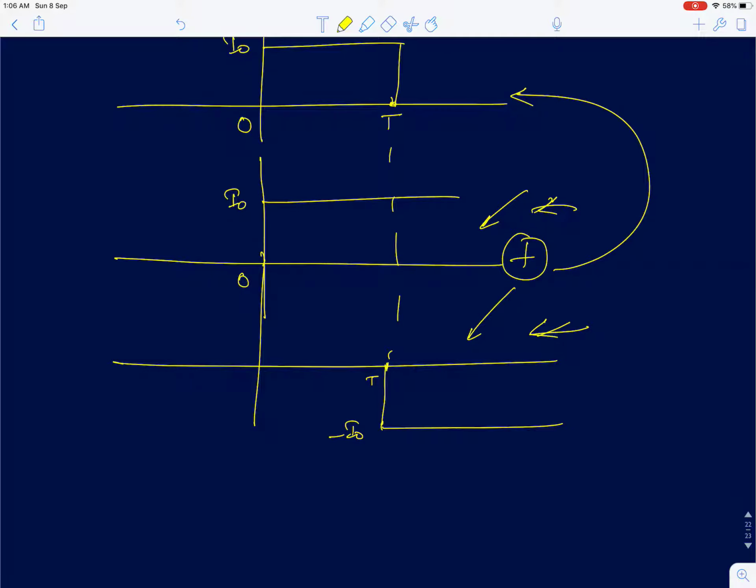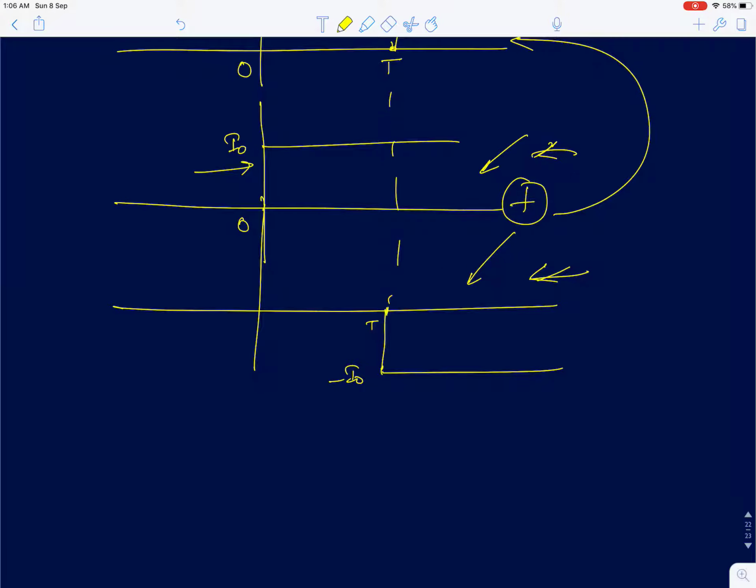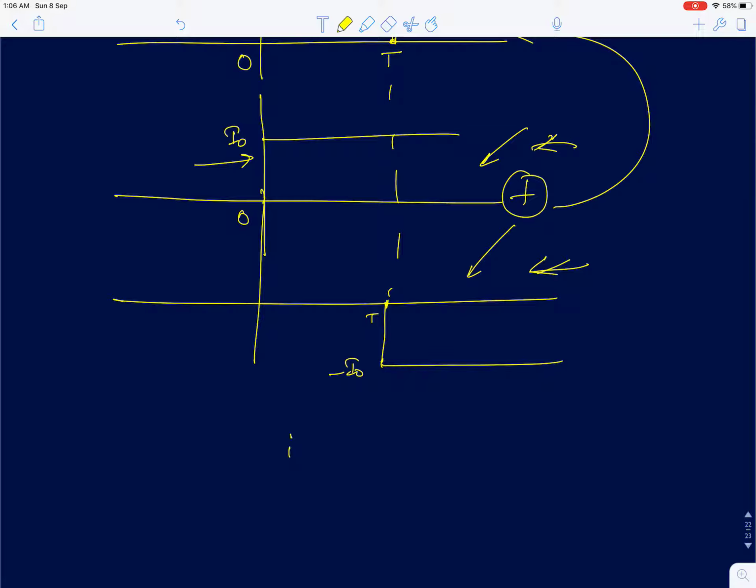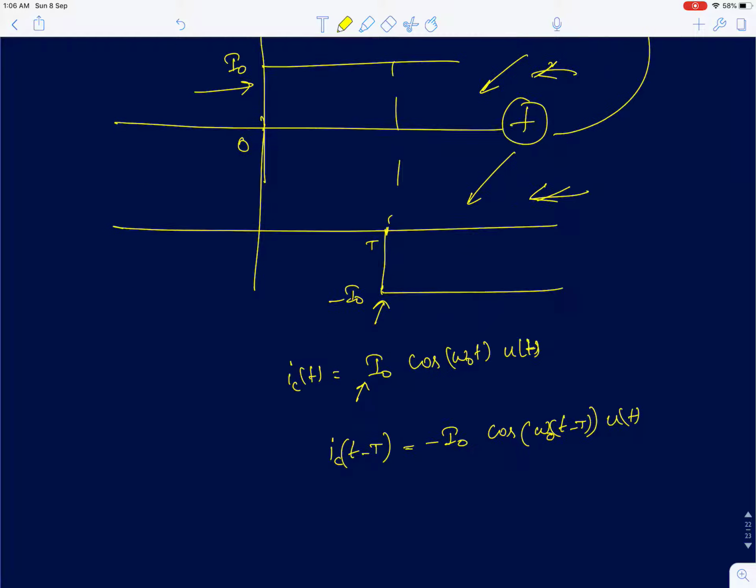So by using superposition, I am going to find the final values. If I apply a positive current step, the current through the capacitor IC of t is simply I naught cos omega naught t. We just showed that equation in the beginning of the lecture. Now if I apply a negative current, it's going to be IC of t minus t, that is after t minus t. It's going to be minus I naught, because it's a negative step, into cos of omega naught into t minus t, into u of t minus t.